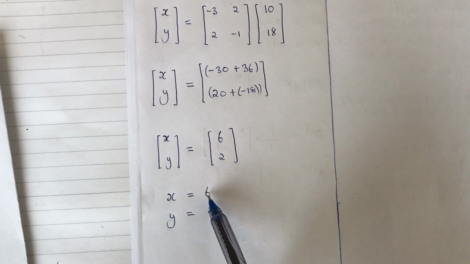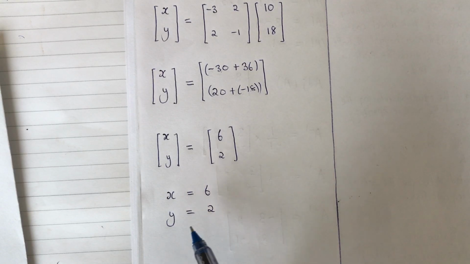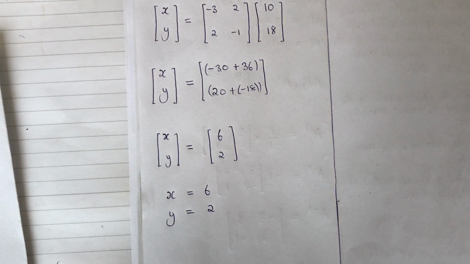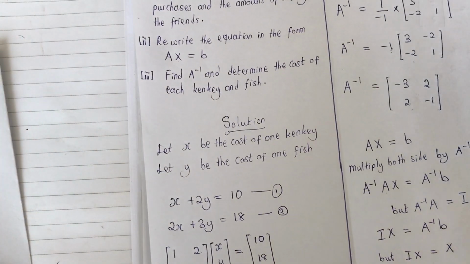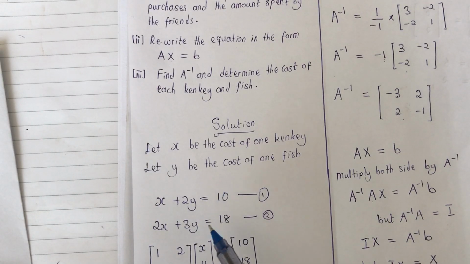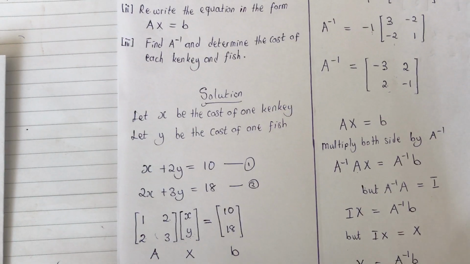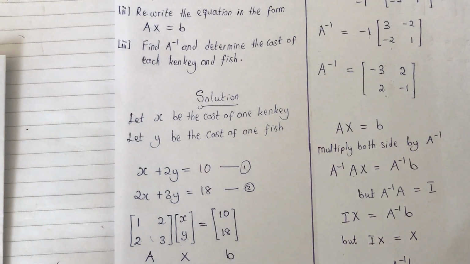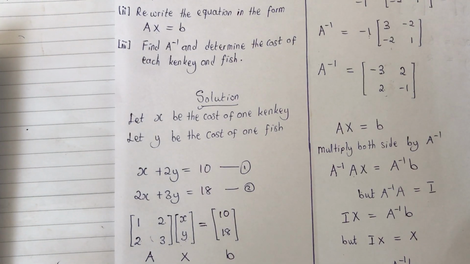The cost of one ball of Kenke is 6 cedis. The cost of one piece of fish is 2 cedis. Now before you start any matrix calculation, you can punch the matrix equation on your calculator to find your answers so that you know what you are looking for. Now, in the beginning, listen very carefully. When I started, we wrote these two equations here. All you need to do is that anytime you are coming to start, punch this equation on your calculator to cross-check the answers you get for x and y before you start the calculation, so that when you get it wrong, you will know that whatever you have done is incorrect.